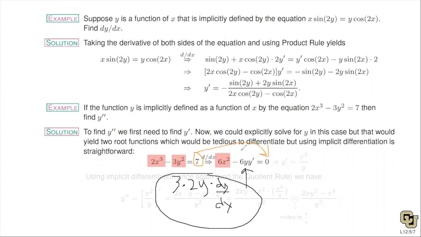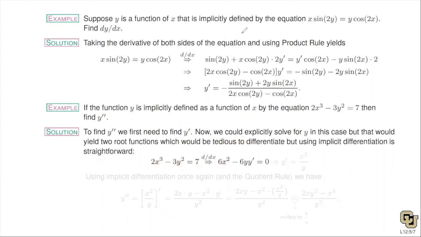So now you can solve for y prime here. I'm going to move the negative 6y y prime over and divide both sides by 6y. The 6's will cancel. I get y prime equals x squared over y. And now remember, we're trying to find the second derivative. So we're not done here. Don't forget, we're trying to get to y double prime. So now I'm just going to take the derivative of both sides with respect to x.